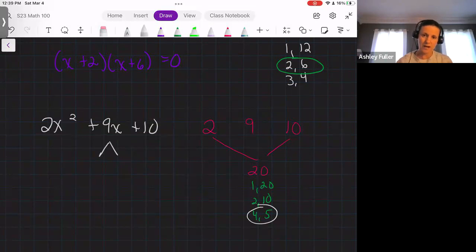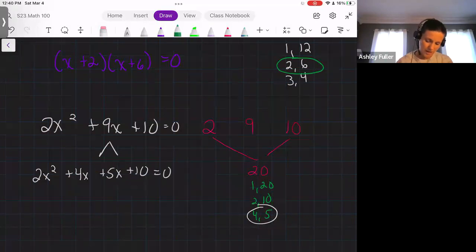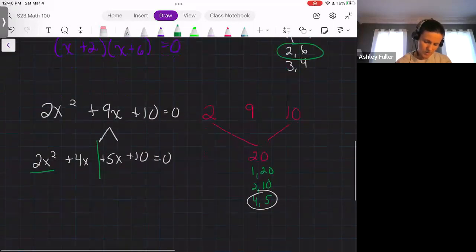They both need to be positive. So I'm going to rewrite this as 2x squared plus 4x plus 5x plus 10, and I'm going to set it equal to 0. Then I think of it as two separate groups. The common factor for the first part is 2x. So when I pull out 2x from both, I end up with an x plus 2.